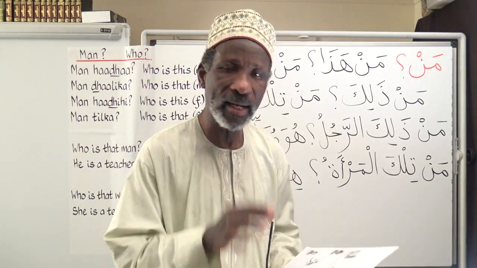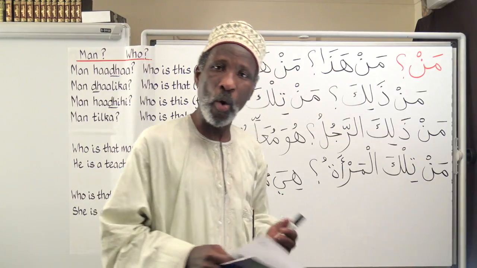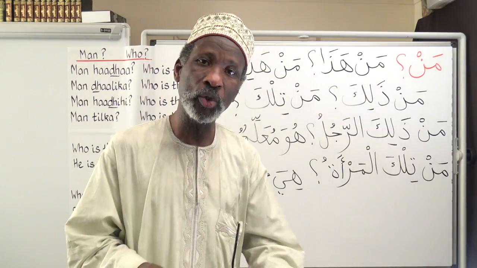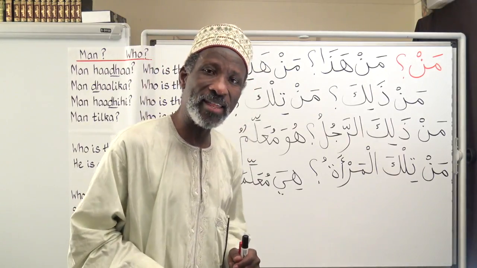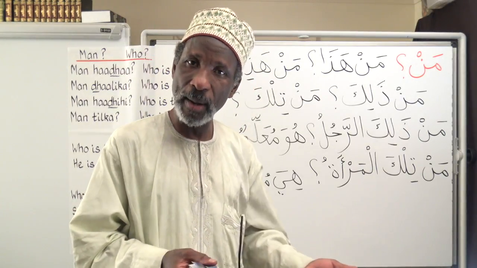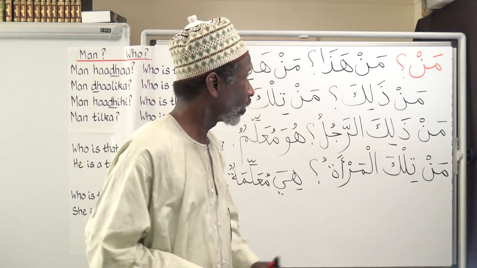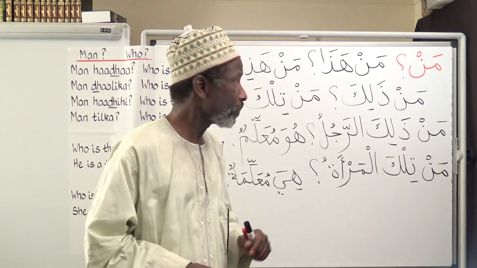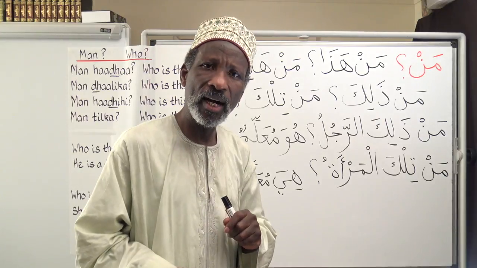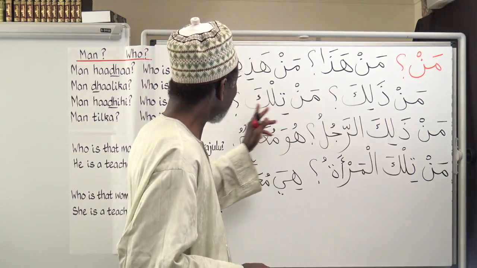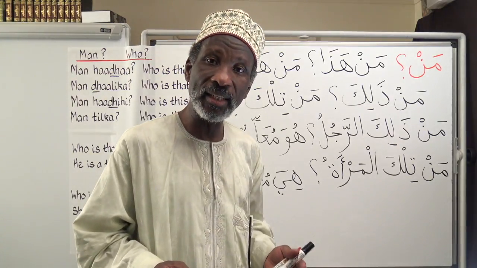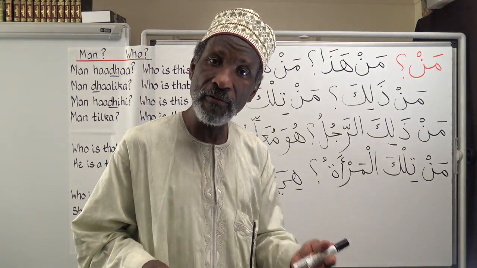In this lesson we will be working on page 29 and is to explain how to say and use who in Arabic. Man, you can say man هذا, who is this, if you are pointing to masculine. Man هذا, man هذه, who is this, we are pointing to female. من هذا, من هذه. من ذلك, who is that, pointing to a male. من تلك, who is that, pointing to a female.